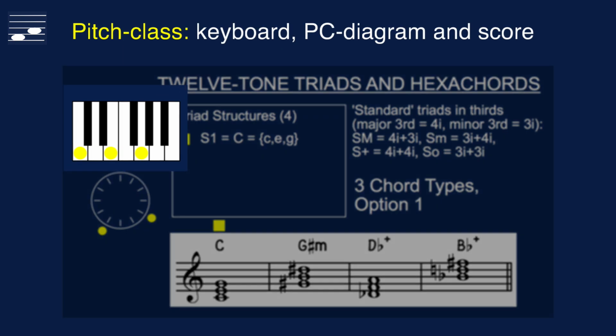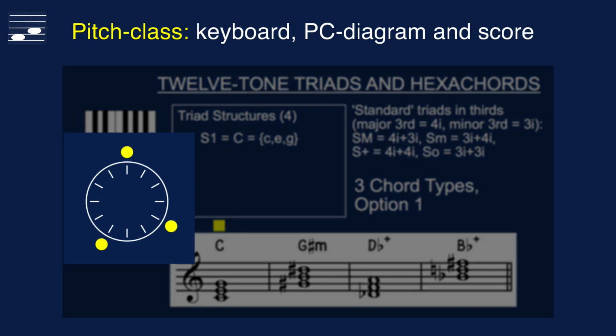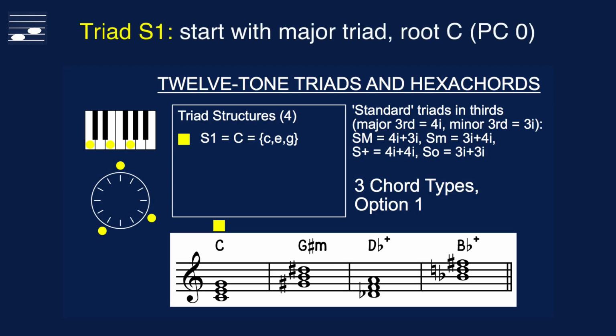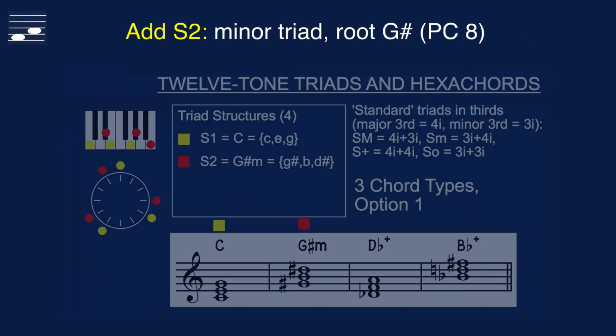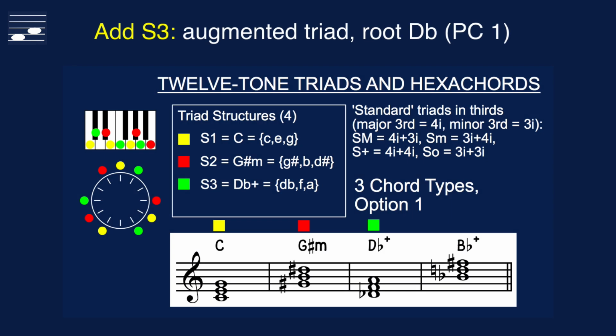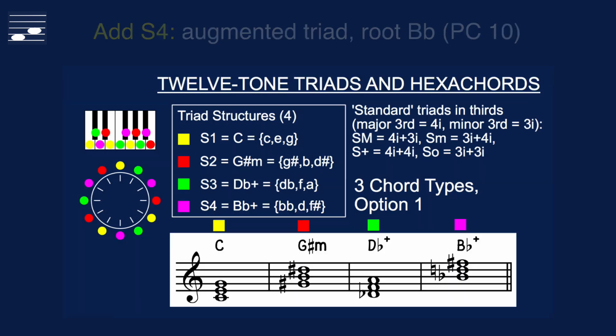Triads will be shown on a 1-octave keyboard, in the pitch class diagram and in staff notation. This episode is limited to one such possible triad set, starting with the C major chord. Let's add 3 new pitches from the G sharp minor chord. The third unit in the set is the D flat augmented triad. And we complete this set with the 4th triad B flat augmented.